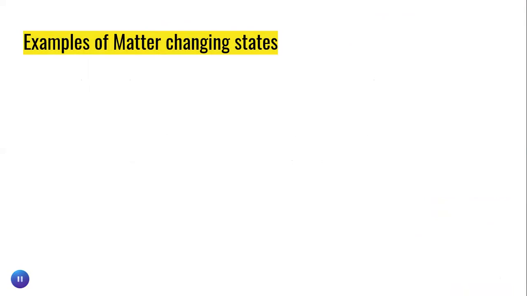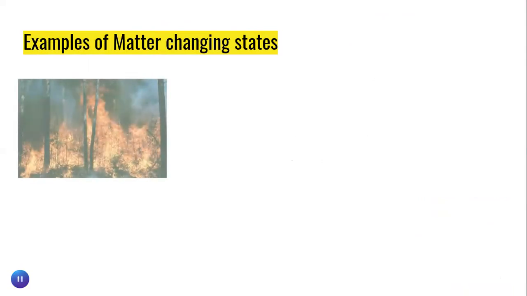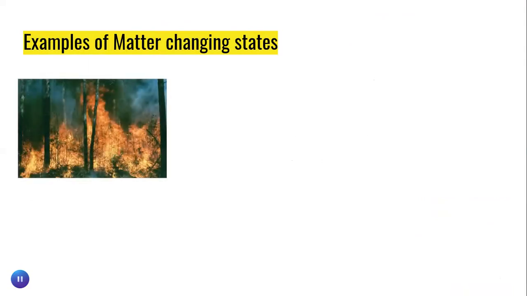Here are some visual examples of those changes that we just discussed. In this picture, you will see trees are on fire. Now, when those trees burn and they turn to ash, this is a permanent change. That ash cannot be turned back into the original trees.